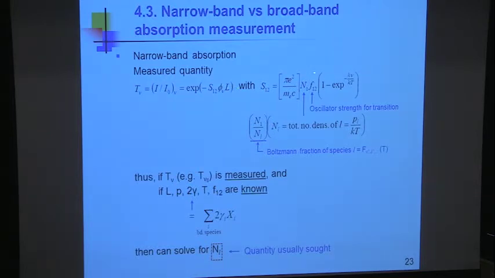right here, the line shape function. So if you measure the fractional transmission of light, and you know enough about the spectroscopic constants, including the collision broadening and so on, you can solve for the number density right away.